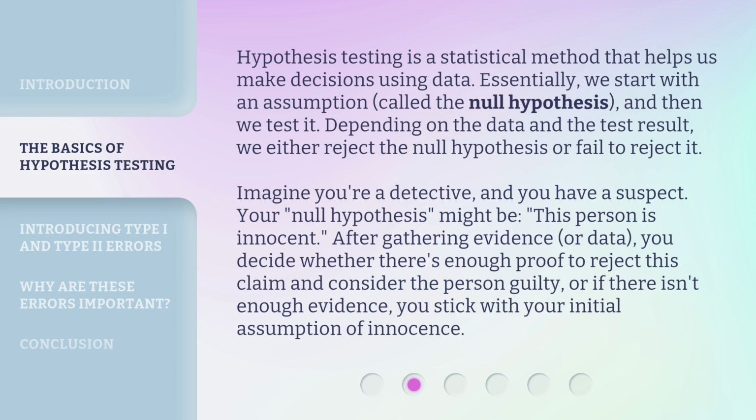Imagine you're a detective, and you have a suspect. Your null hypothesis might be, this person is innocent. After gathering evidence, or data, you decide whether there's enough proof to reject this claim and consider the person guilty, or if there isn't enough evidence, you stick with your initial assumption of innocence.